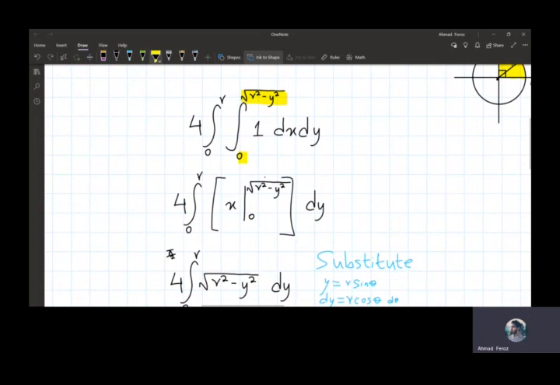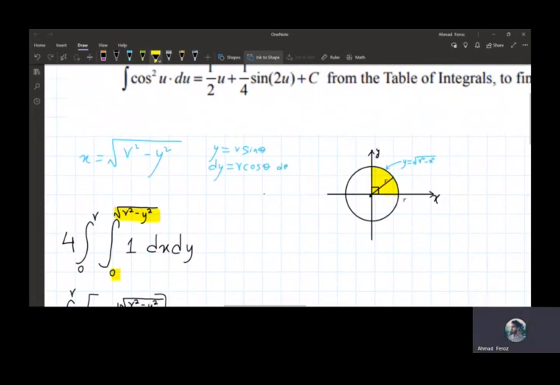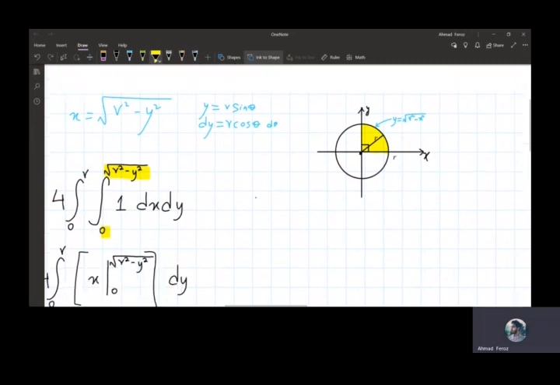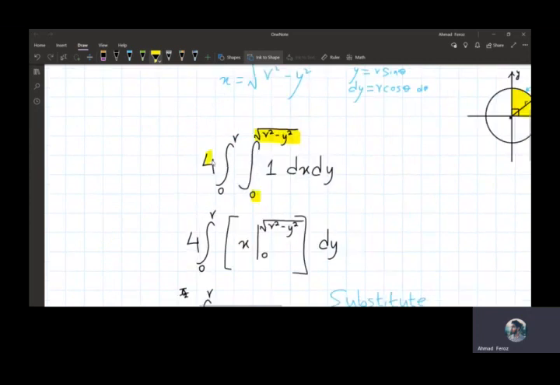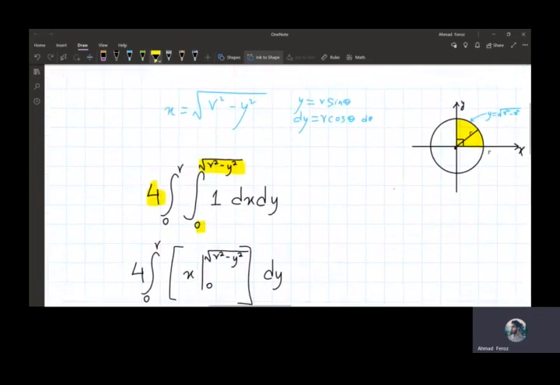Now, in order to find the area of the whole circle, what we are doing right now is finding the area of this quarter portion. So that's going to be the radius, and the angle is going to be pi upon 2. That's why over here we have a 4, and these limits are simply the limits for x and for y after we integrate.